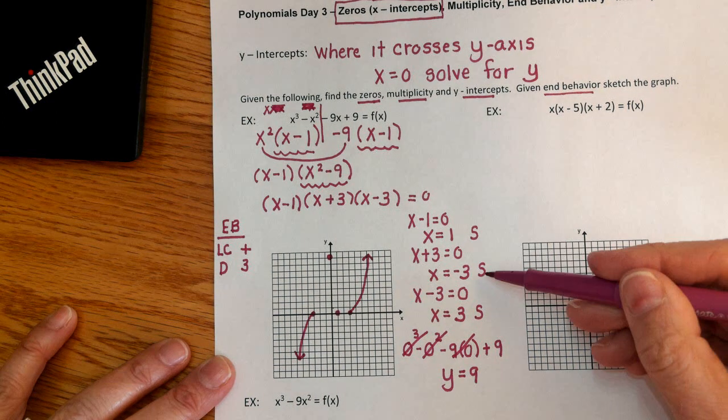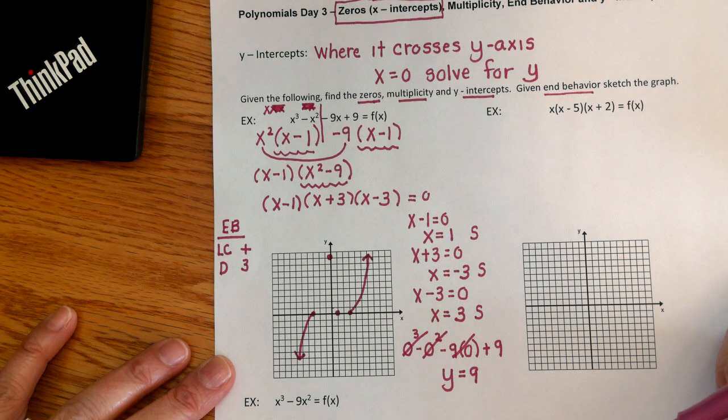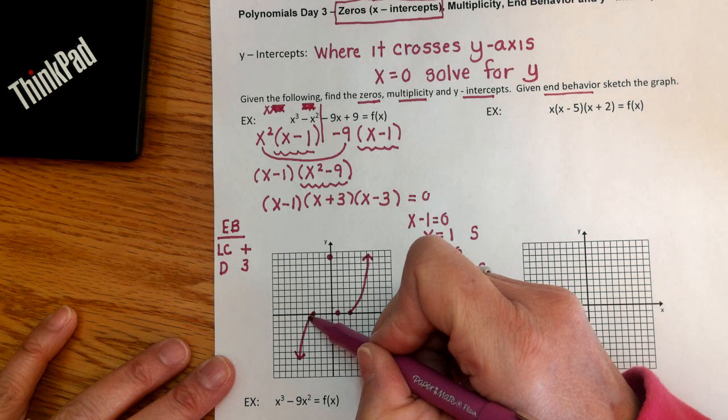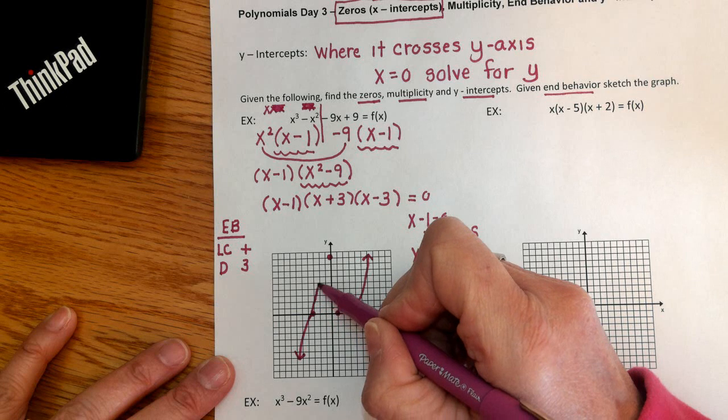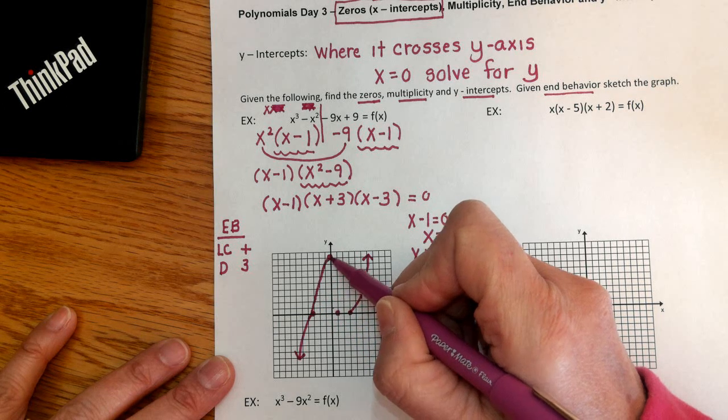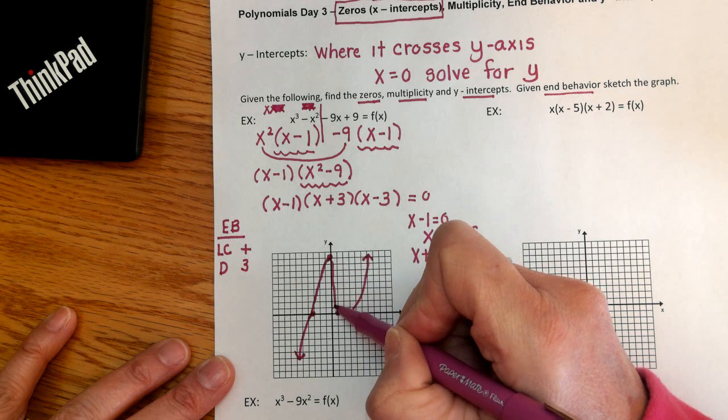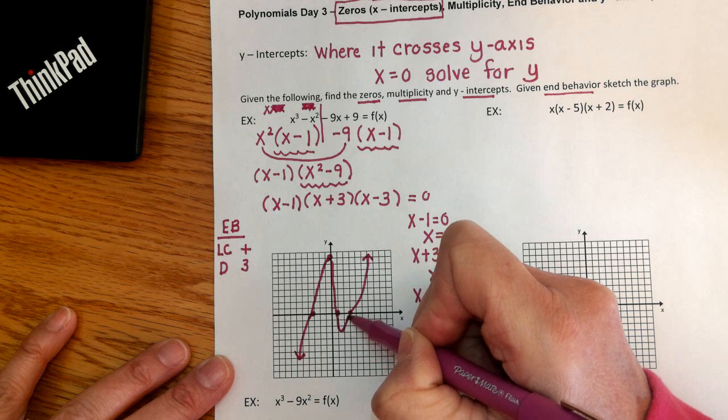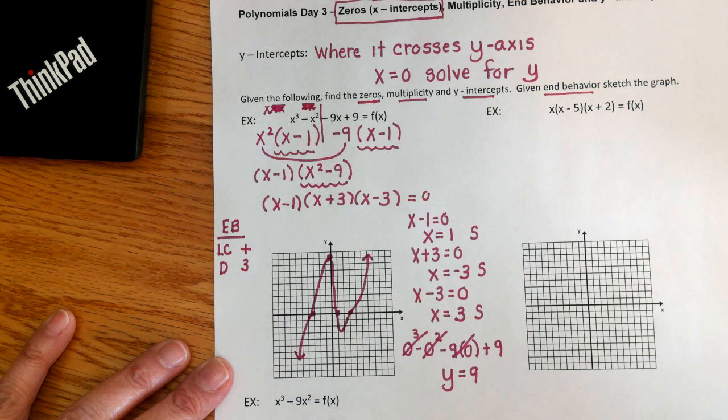We said all of these are single, which means you pass through each point. So I'm going to go up, I'm going to catch my y-intercept, I'm going to come down, I'm going to pass through, and then I'm going to come up and I'm going to pass through.